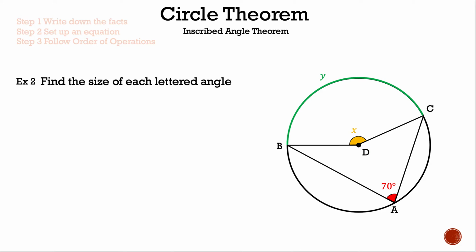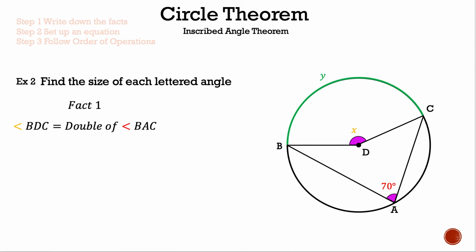Now let's read the question. Find the size of each lettered angle. And now let's take a look at the image that they gave us. They gave us 3 measurements, 70 degrees, x, and y. Now let's write down some facts to help us find the missing variables or angles. And fact 1 is angle BDC is double of angle BAC. So the top purple angle is double the bottom purple angle, and that is because of the inscribed angle theorem.